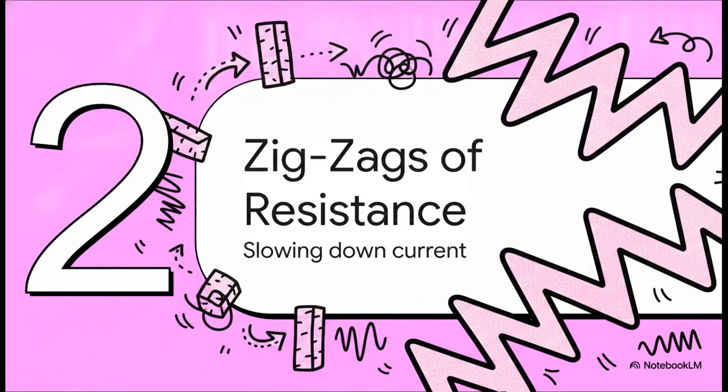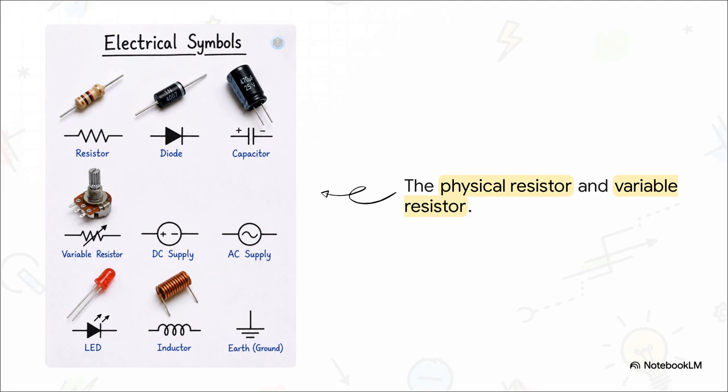Moving on to Section 2, the zigzags of resistance. Let's take a look at the components acting as the brakes in our electrical system. Here we have the real-world items. Up top is your standard physical resistor. It's a tiny, beige ceramic cylinder painted with specific colored bands that tell engineers its exact resistance value.